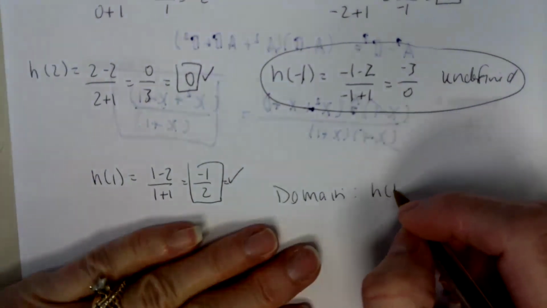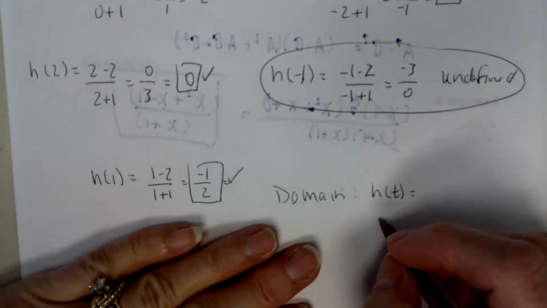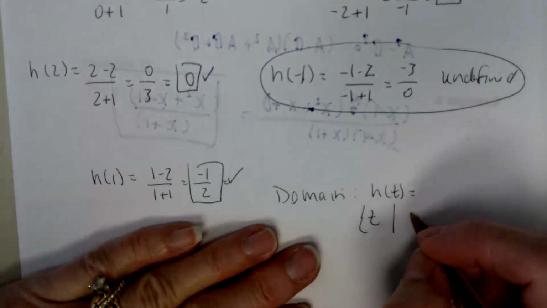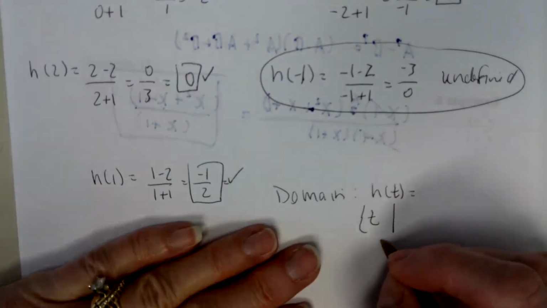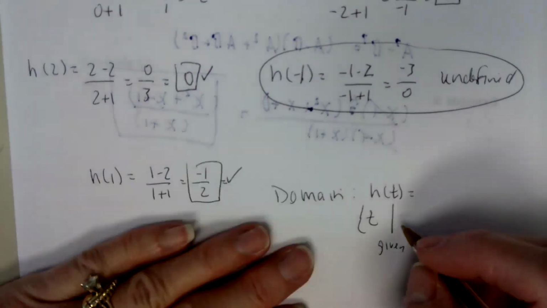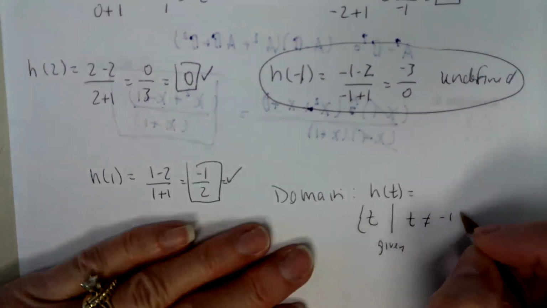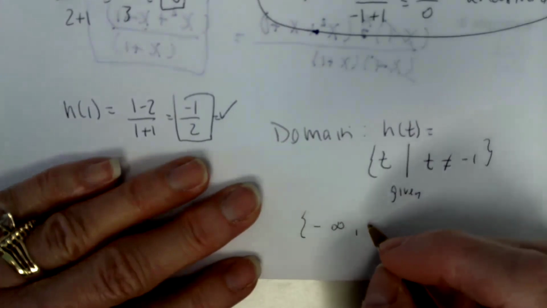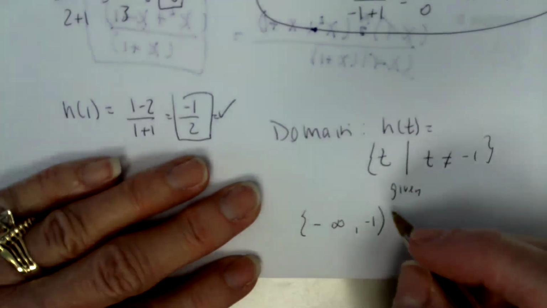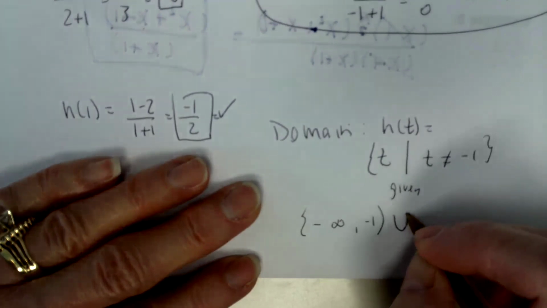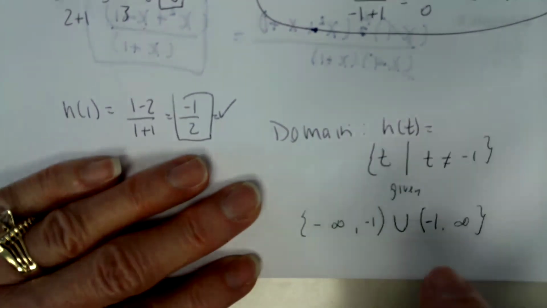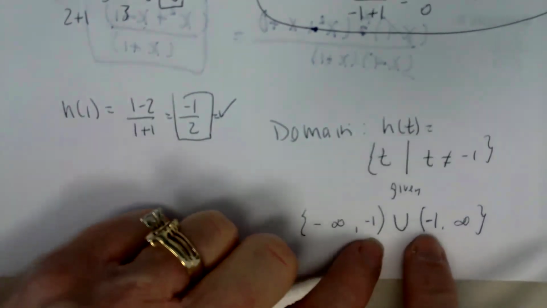So our domain for h is going to be defined as all t given, so that bar means given or provided, that t cannot equal negative 1. It might also be written as negative infinity up to negative 1 with an open parenthesis, because it can't equal negative 1, and we're going to union that with negative 1 up to positive infinity. So any real number except for negative 1. That's why we have the open parentheses.